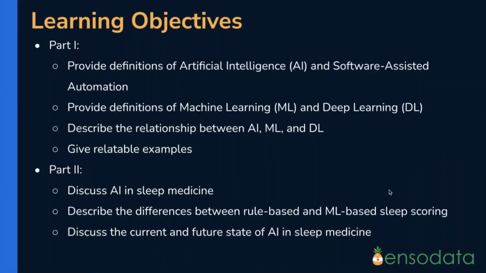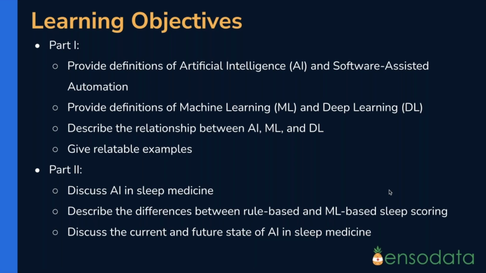In order to effectively compare these two methods, I decided to split this webinar into two parts. The first part is going to be mostly dedicated to AI. I'll define what AI is, what software-assisted automation is. I'll define machine learning and deep learning, and I'll try to create some structure and organization between AI, machine learning, and deep learning, because these terms are being used out there quite a bit, and people use them interchangeably. So I'm going to try to explain the relationship between those different terms.